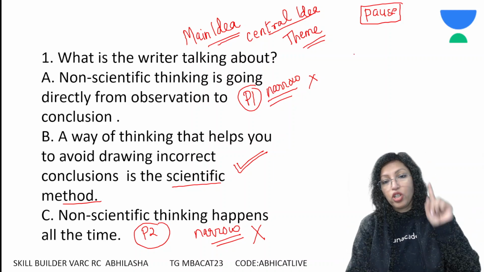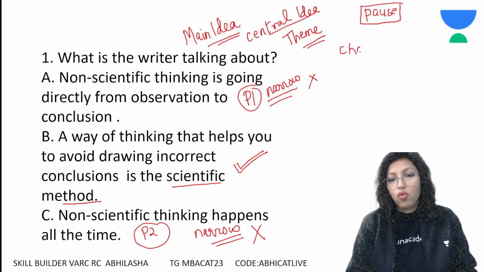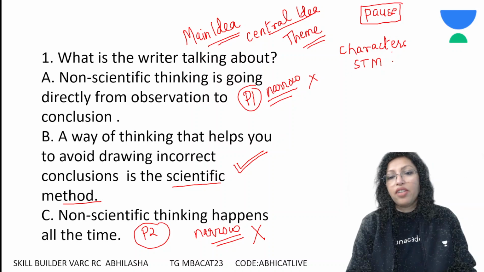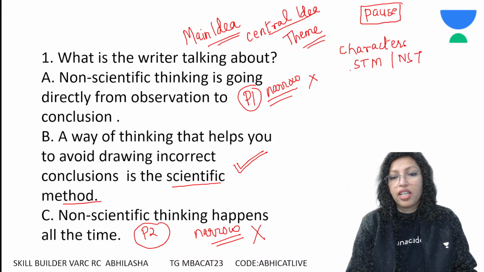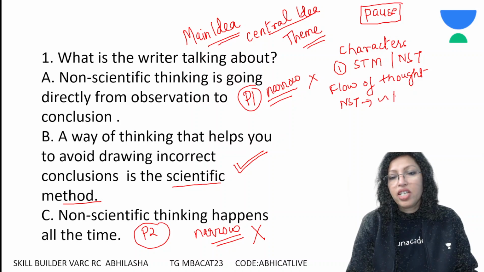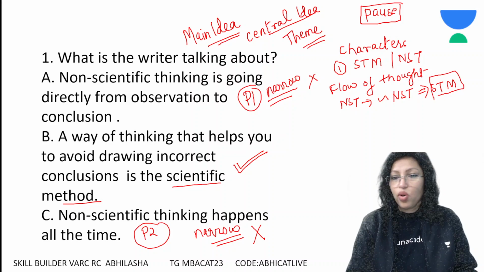Now again, we will talk about the three things. Characters. What were the characters? There were two characters here. The scientific thinking method and what is non-scientific thinking, which was drawing to the scientific thinking, right? So non-scientific thinking, number one. Number two, what was the flow of thought? The flow of thought went from what is NST, then eliminating NST. We said, oh, this is not useful, and then saying that the scientific thinking method is what is required. So that was the flow of thought.